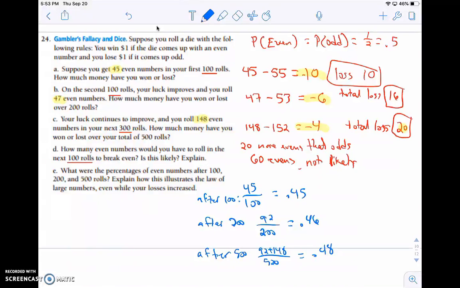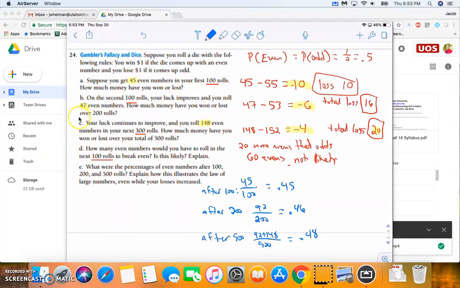So notice that the proportion of evens approaches 0.5 as the number of rolls increases. So as the law of large numbers is applying here, the more rolls we have, the closer we get to 0.50. But again, we don't exactly land on 0.50, so we shouldn't expect it to be exactly equal, but we should expect it to approach it as that number increases. So we'll end part 2 right there.